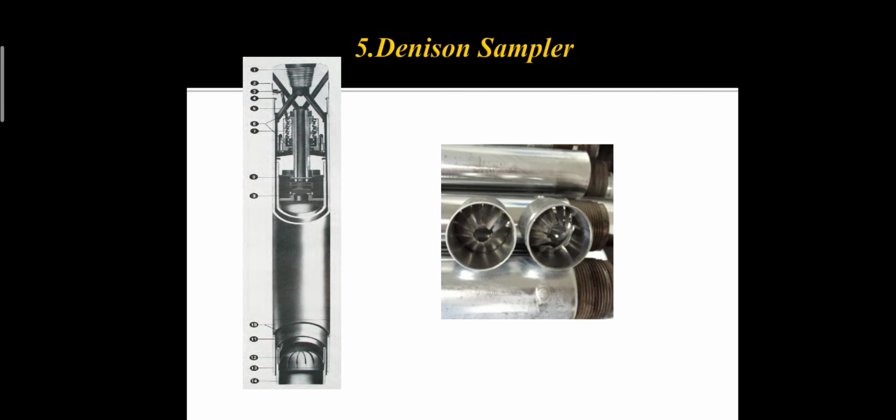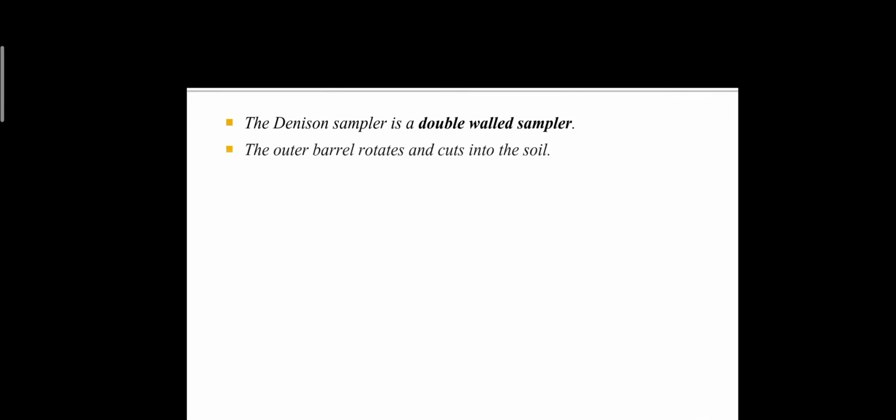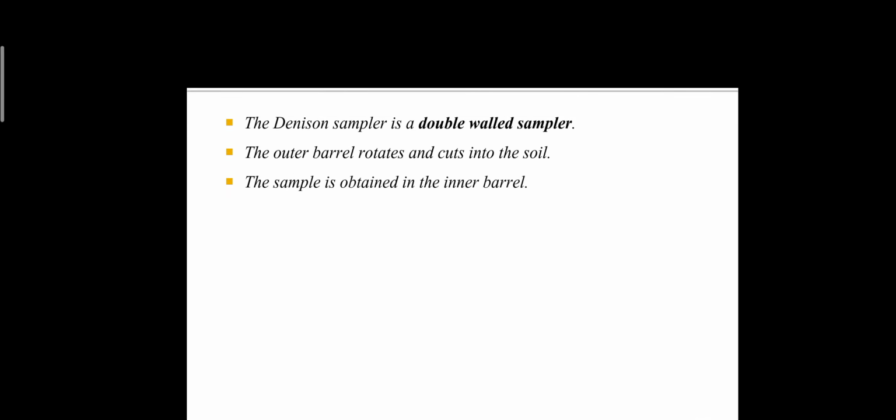And the last is the Denison sampler. Denison sampler is the same as core drilling. In core drilling we saw outer barrel, inner barrel. Similarly here, it is a double walled sampler. It has an outer barrel and an inner barrel. The outer barrel will cut inside. The outer barrel is nothing but the outer cylinder, and the inner is the inner cylinder. The outer barrel will be sharp and it will be cutting inside the soil, whereas the inner barrel will be collecting the soil samples.